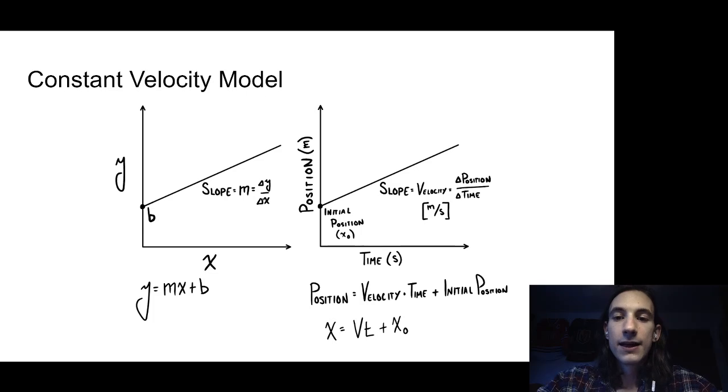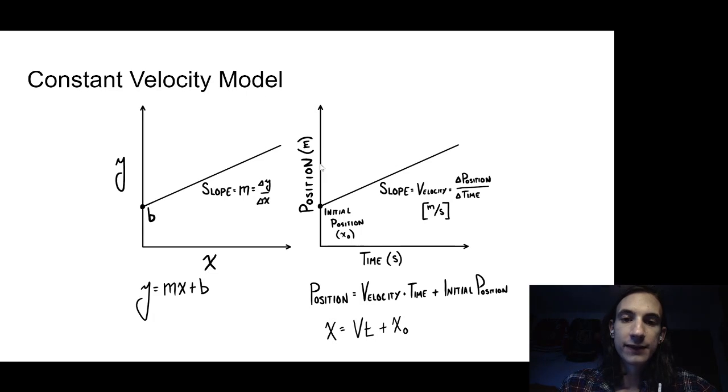And then we define our initial position to be whatever position we're at at time 0. And we define our velocity to be our change in position over our change in time, which is the change in our vertical axis over our change in our horizontal axis. So our velocity is really our slope. Our velocity is measured in meters per second, and it's the slope of our line.